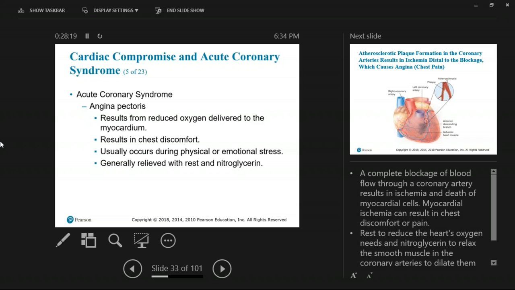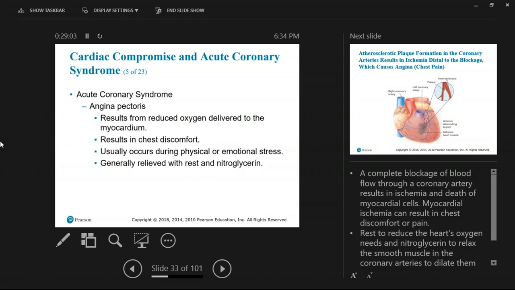So let's look at angina. And this is where we go back to looking at the inside diameter of those vessels. If they've gotten really small, and the person's doing some kind of exercise, you know, on his exercise bike or whatever the case may be, angina will pop its head because the inner diameters of the coronary arteries cannot receive enough blood to meet the demands of the heart. So this results in chest discomfort or chest pain. Again, physical and emotional stress, it can happen. And then generally relieved by rest and nitroglycerin.